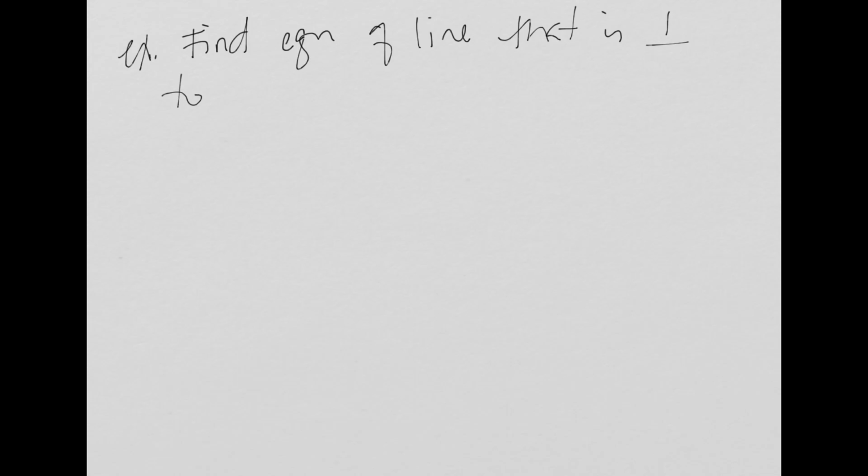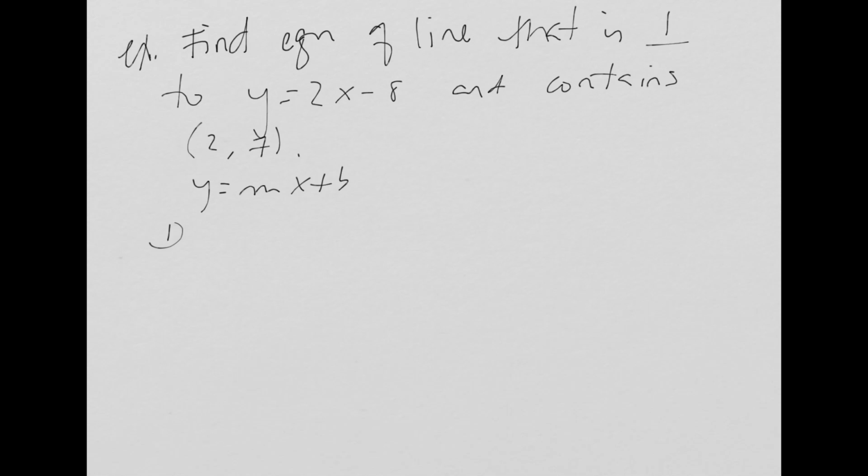Let's do an example of this. Let's find the equation of the line that is perpendicular to y equals 2x minus 8 and contains the point (2, 7). So I'm looking for a line in the form y equals mx plus b. Going to find m first, then we're going to find b.